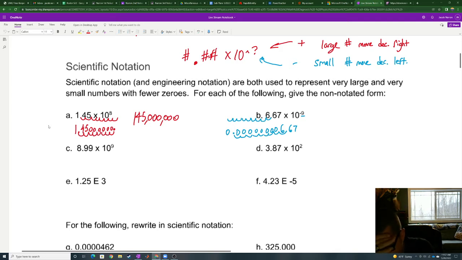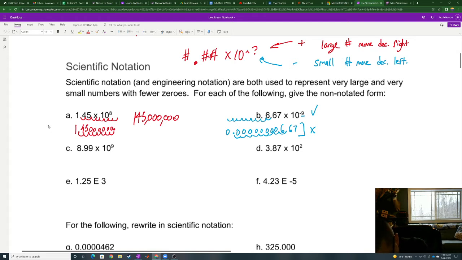Instead of writing out all this junk every single time, because that's a pain, that's why we prefer scientific notation. Scientific notation is a lot easier to type into a calculator. It prevents you from making mistakes. All right, let's move on and look at C now.